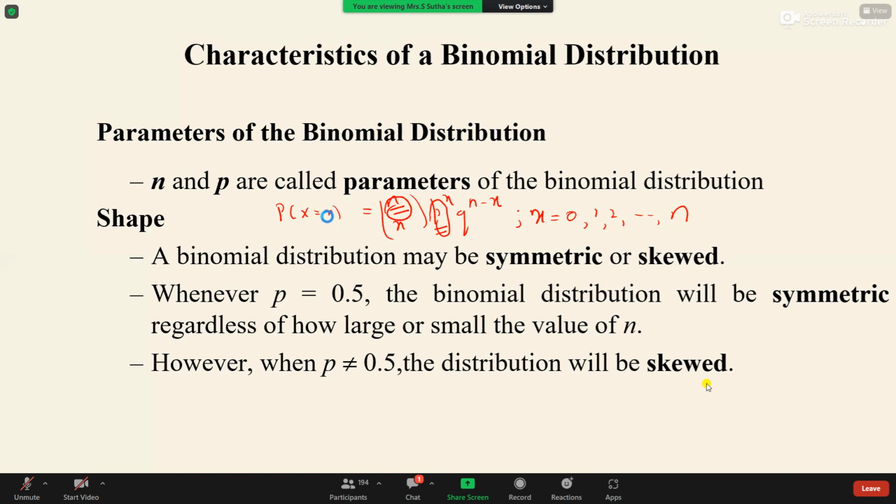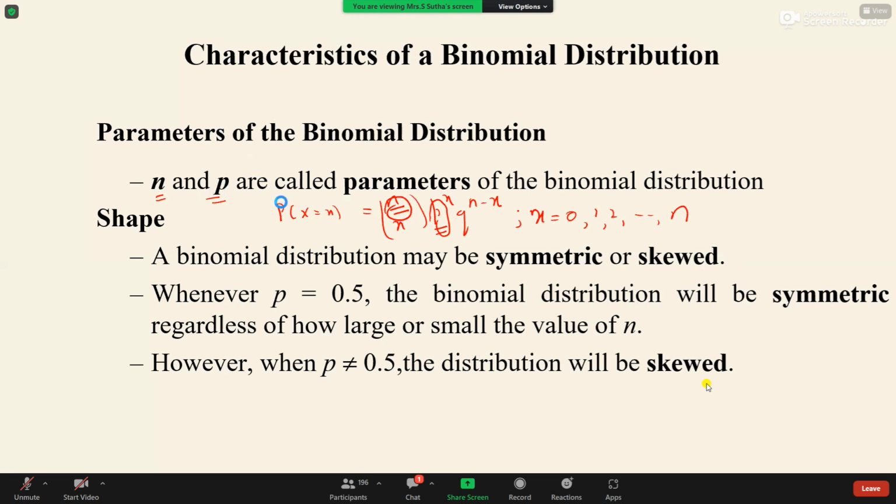This small x denotes the number of successes. This capital X is the name of our random variable. So these n and p decide the binomial distribution. That's why we call n and p the parameters of the binomial distribution. So how many parameters do we have for the binomial distribution? Two parameters, n and p. n is the number of trials and p is the probability of success.